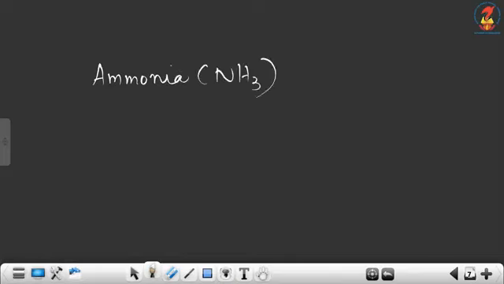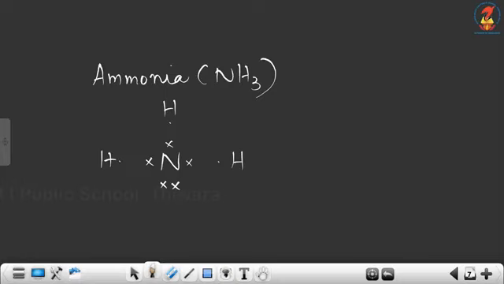NH3. Nitrogen and 3 hydrogen atoms. 1 nitrogen atom and 3 hydrogen atoms. For hydrogens I will give a dot. The valence electrons of hydrogen are represented with a dot, and that of nitrogen.